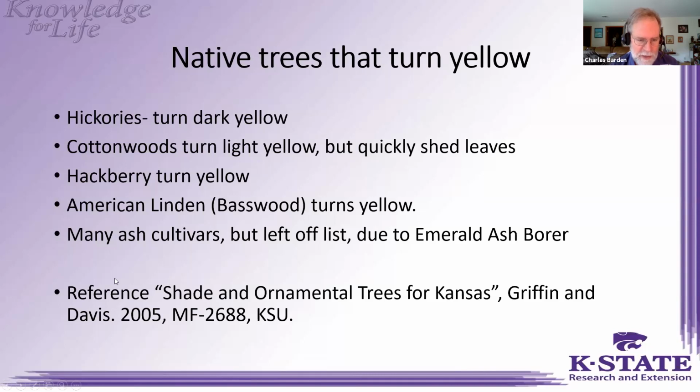Finally, some of this information came from the Shade Ornamental Trees of Kansas book or bulletin that was written by Griffin and Davis back in 2005. It's called MF 2688 on the K-State Research Extension Publication series. I think Brooke is going to put a link for that publication out in the chat information.